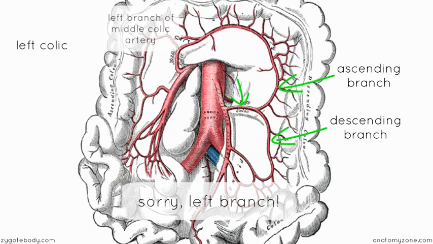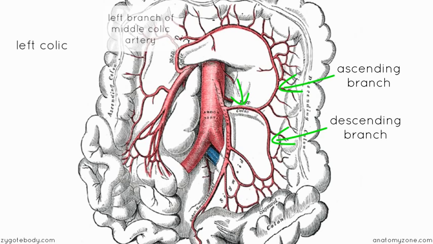So the ascending branch vascularizes part of the descending colon, and it then goes intraperitoneal into the transverse mesocolon and vascularizes the distal third of the transverse colon. So the descending branch descends along the descending colon and sends off branches to supply the descending colon, and it anastomoses with the next branch down.